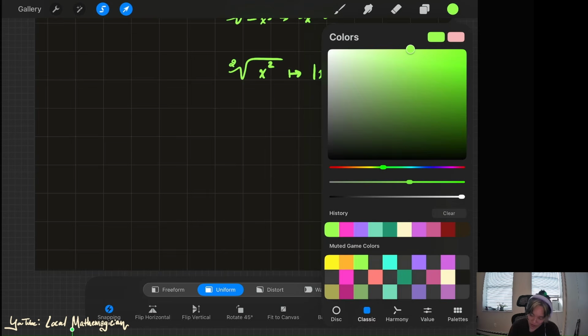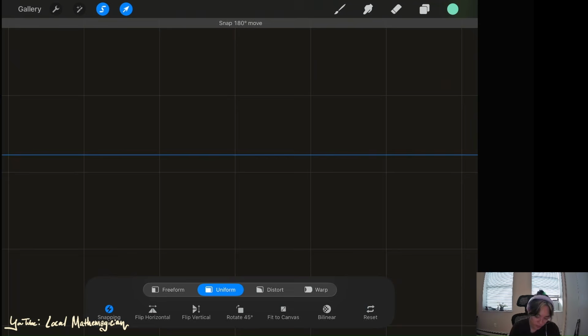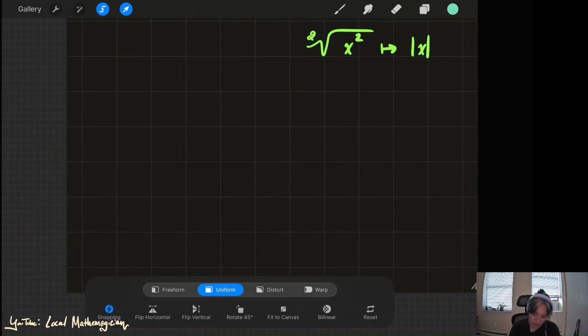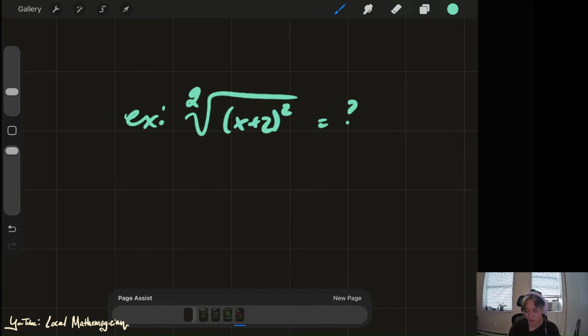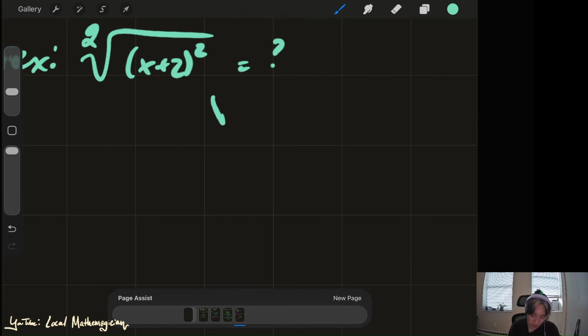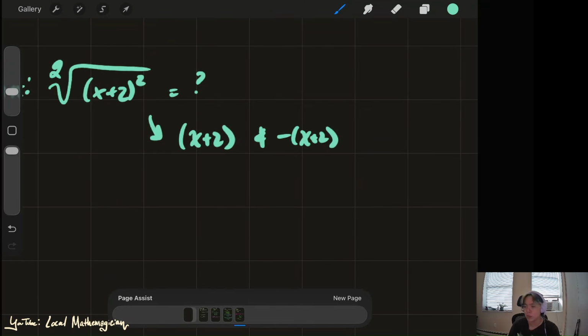The reason why this is relevant is because, let's say I give you, I want you to solve for the square root, I'll put the 2 for now, of x plus 2 squared. Well, hypothetically, you might be tempted to write this as x plus 2 and negative x plus 2. The problem is, you're not actually allowed to have negative values inside of your radical, okay?